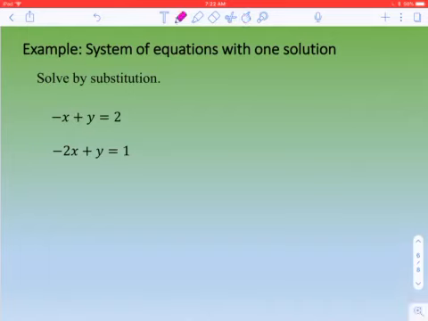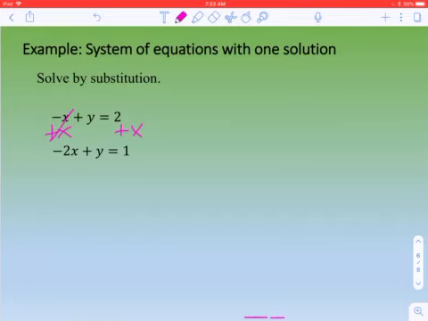Now this next one is going to be an example of a system where I'm going to have one solution. Remember, I said I need to have one of the equations solved for y. I have two different equations here. It does not matter which one you choose to solve for y. I can choose either one of them. So if I take the top one and solve this for y, I'm going to add x to both sides of the equation.